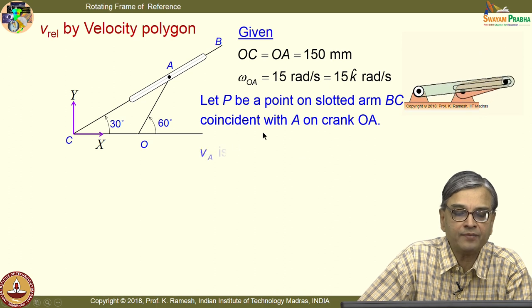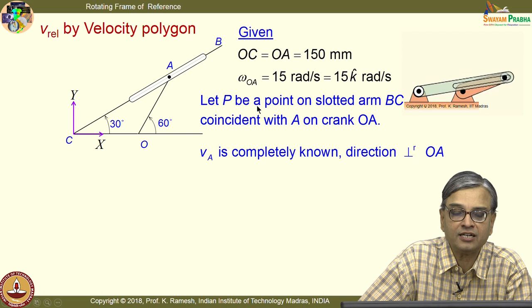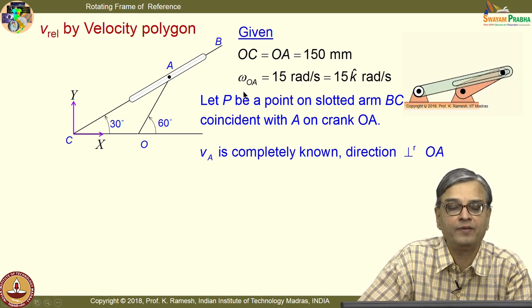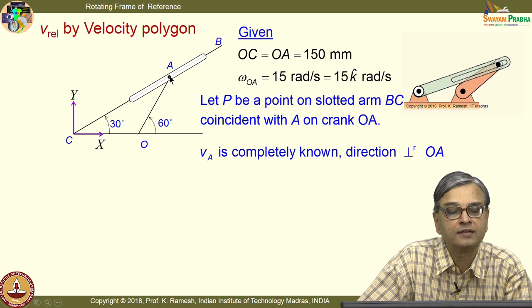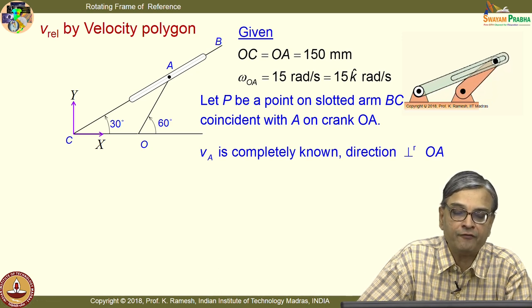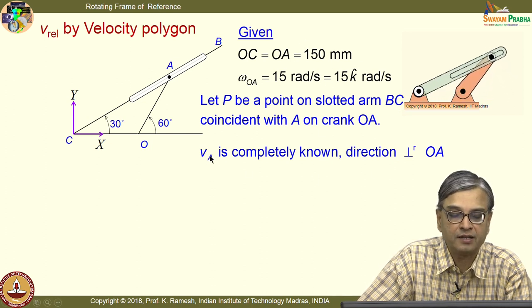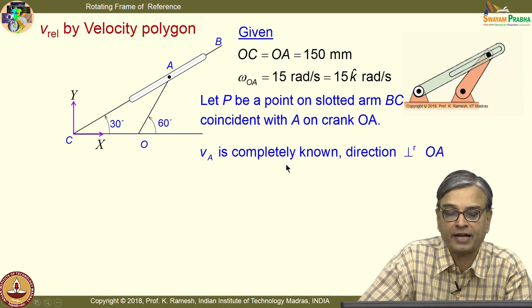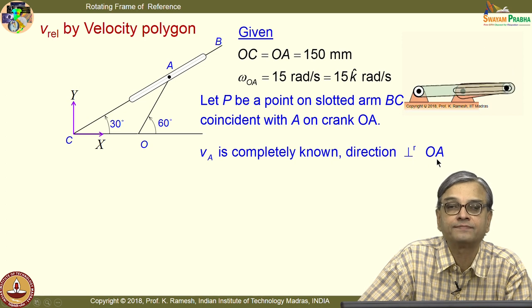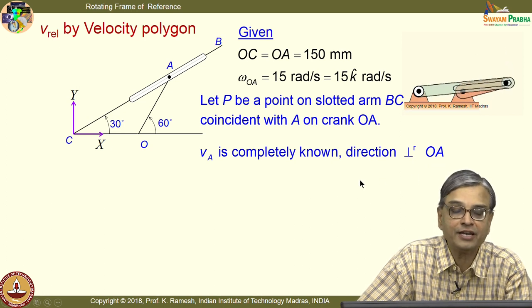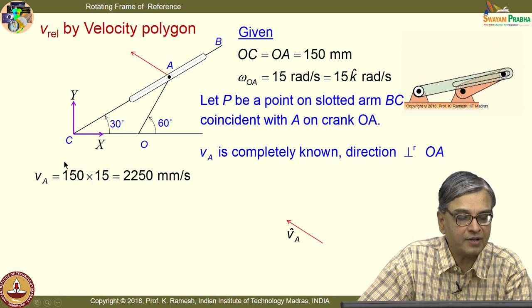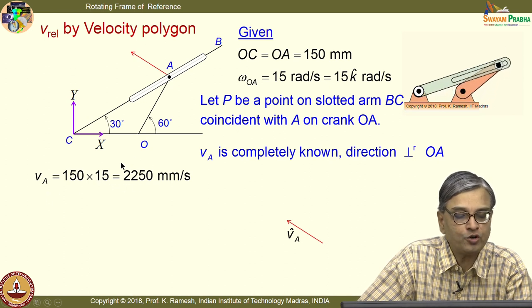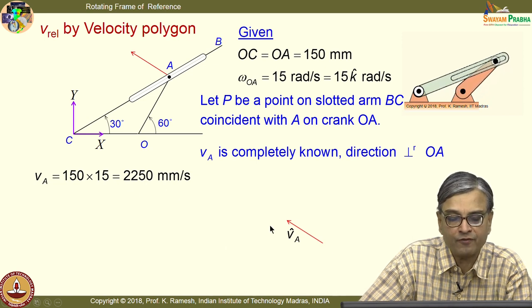And whenever I have a slotted member, it is always better to visualize a coincident point. We have always been labeling the coincident point as P. So, the point P is coincident with point A. And from the given problem statement, the velocity of A is completely known. I know the magnitude and the direction is perpendicular to OA. So, you have that information. And what is the magnitude? The magnitude is R omega. We are given R as 150 millimeters and omega is 15 radians per second. So, I get the velocity magnitude as 2250 millimeters per second and VA is completely known.